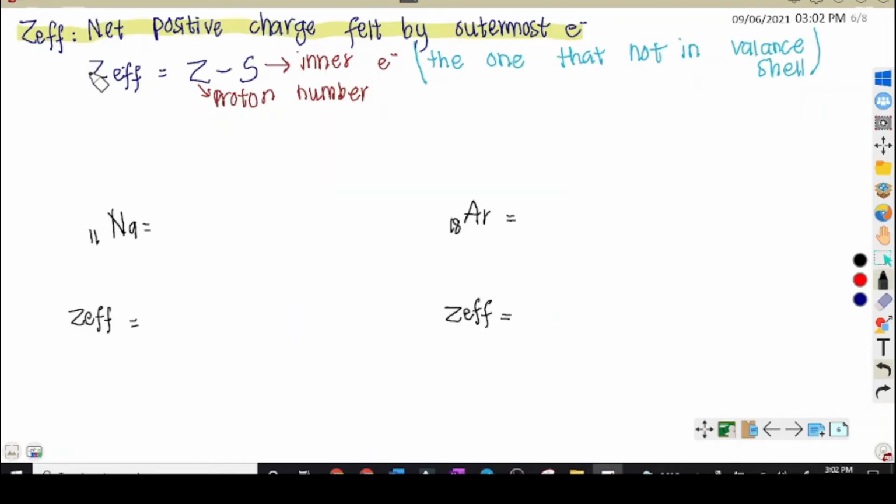So the effective nuclear charge, or Zeff, is the net positive charge felt by the outermost electron. It has the formula Z minus S, where Z is the proton number and S is the inner electrons. The inner electrons are the ones that are not in the valence shell. I'm going to take, for example, sodium and argon. They are both located in period 3, meaning they have the same number of shells, 3.